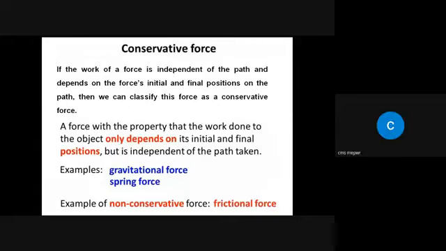But in this case we are talking about the force that is doing some work, right? So let me redefine. If the work of a force, which is performing some work, is independent of the path, and it depends on the initial and final position, then we can classify this force as a conservative force. Or we can also define this as a force with the property that the work done to the object only depends on the initial and final position, but is independent of the path taken. Is it clear?